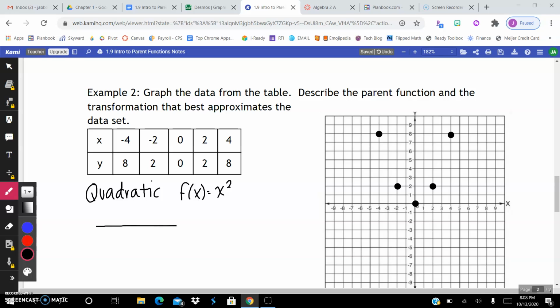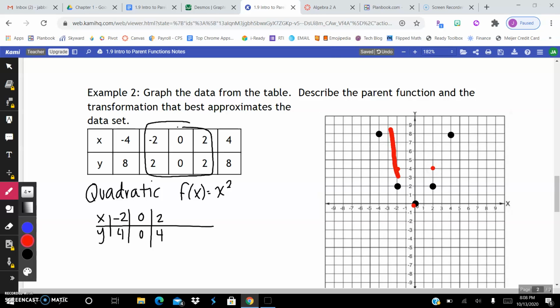If I quickly make a t-table of some ordered pairs from that, if x was -2, I would have -2 squared, which is 4. If x was 0, 0 squared would be 0. And if x was 2, 2 squared would be 4. So comparing those to these 3 points, that's our parent function. And if I were to graph them, I would go over -2, up 4, 0, 0, and over 2, up 4.